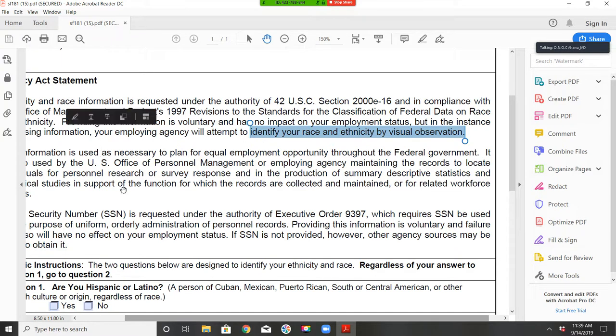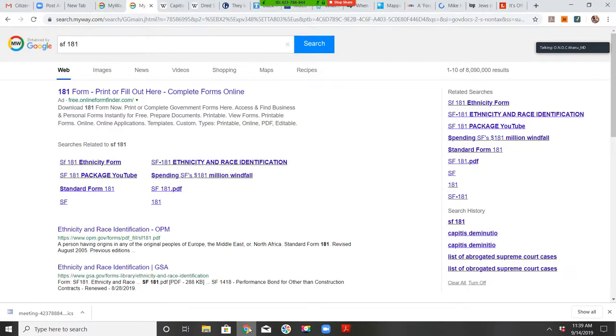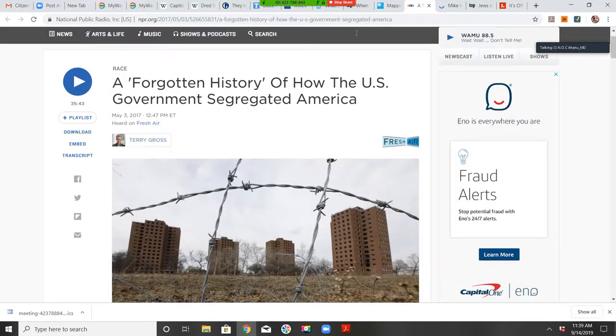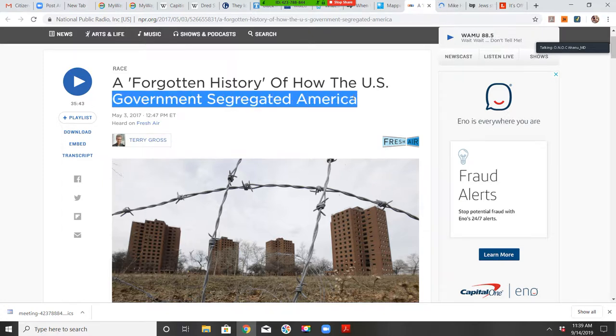This SF-181 is a government form. The guy that told me that he could do it was in real estate. And so, remember when I said earlier that the real narrative of racism in America is not the individual white person hating black people. It is government-sponsored segregation based on who is the citizen and who is not.